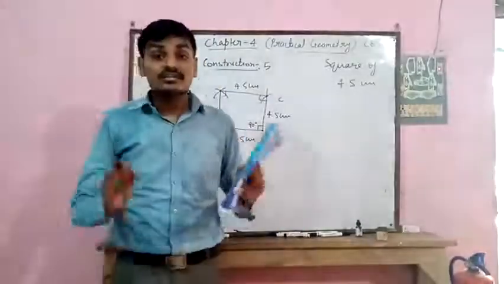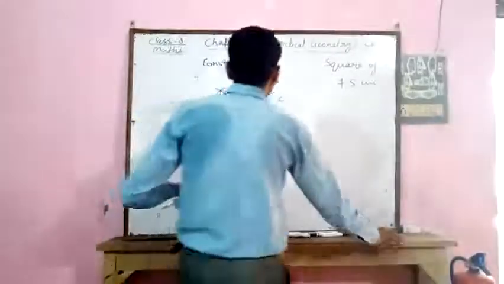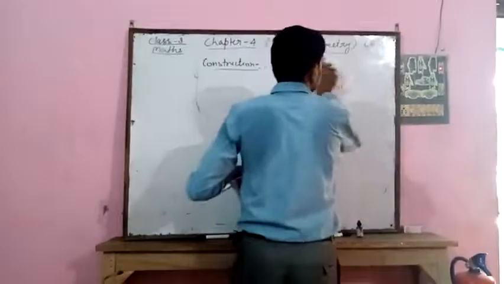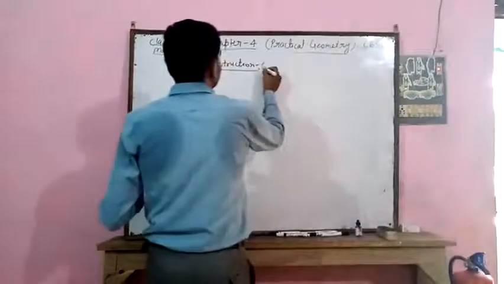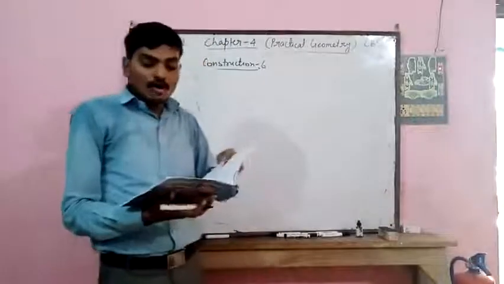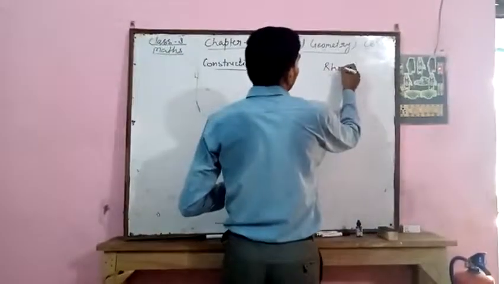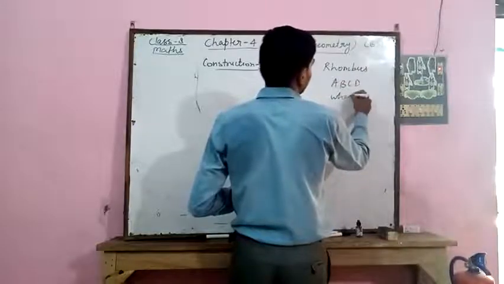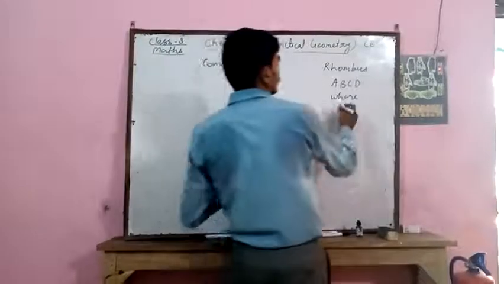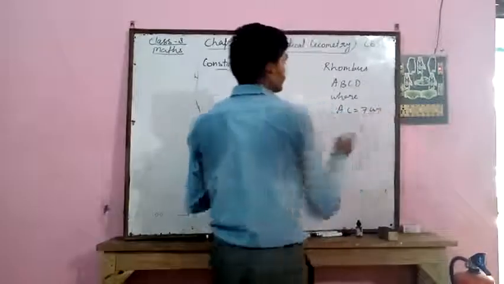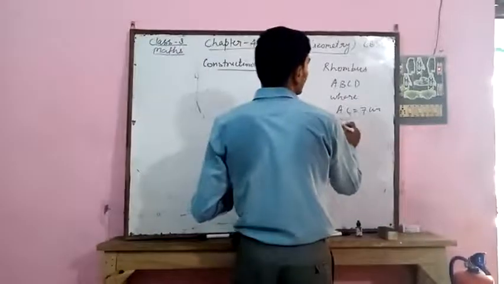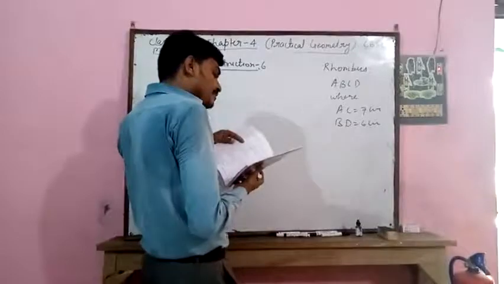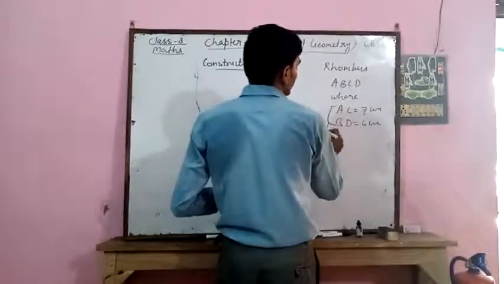Now come to construction 6. Draw a rhombus ABCD, where AC is equal to 7 centimeter and BD is equal to 6 centimeter. AC and BD are the diagonals.